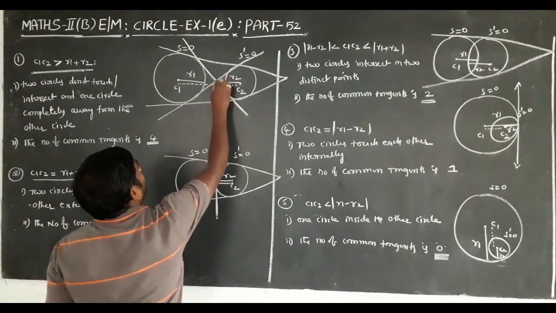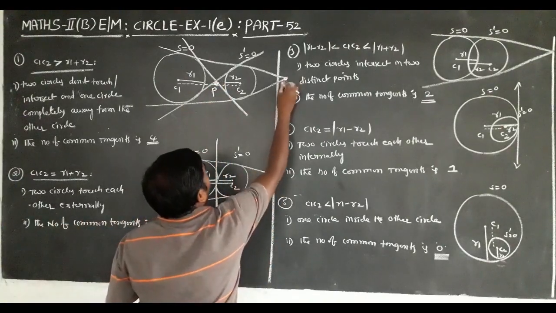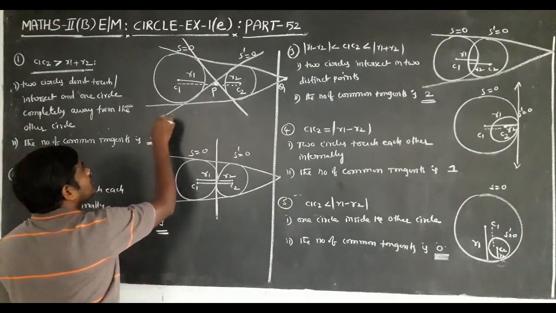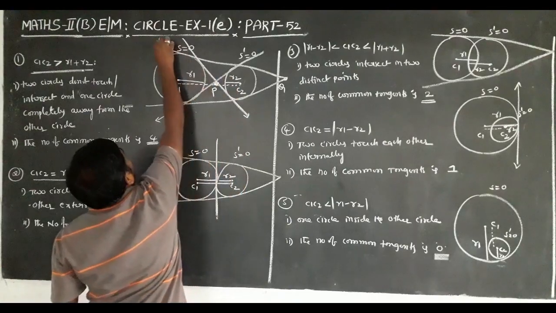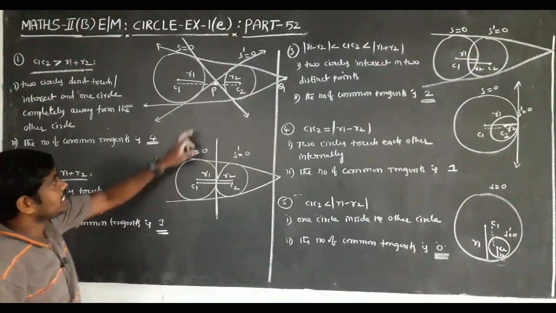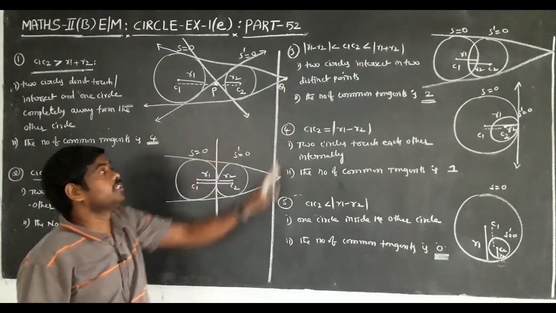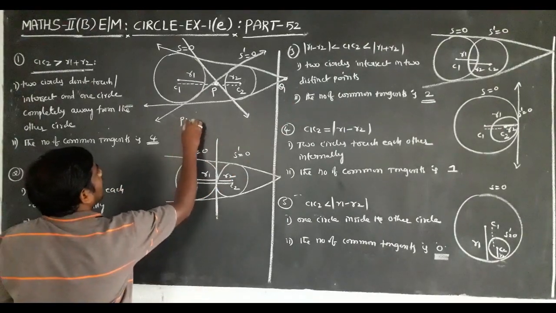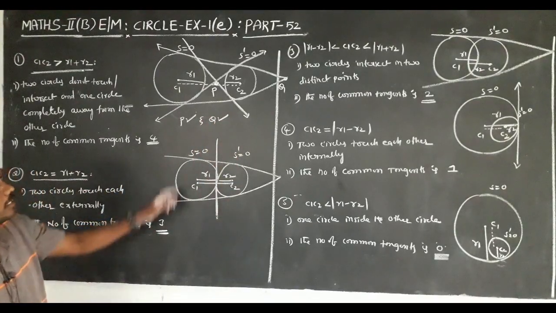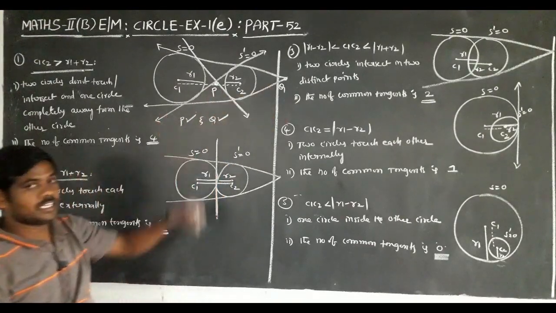This is the point of intersection of the transverse common tangents. This is the point of intersection of the direct common tangents. In this case, the internal center of similitude and the external center of similitude both exist. P exists and Q also exists.